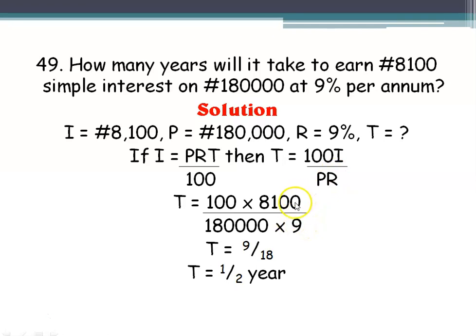Okay, so this 0 cancels this 0, this 0 cancels this 0. 9 in 81 is 9. So I'm left with 9 divided by 18. 9 in 9 is 1, 9 in 18 is 2. And then my time is 1 over 2 year, or half of a year. Is that okay? Alright.